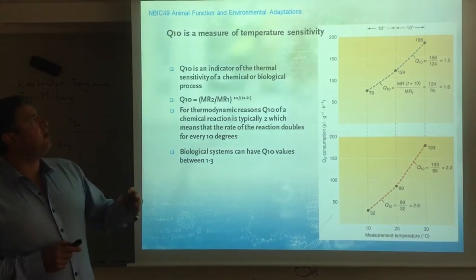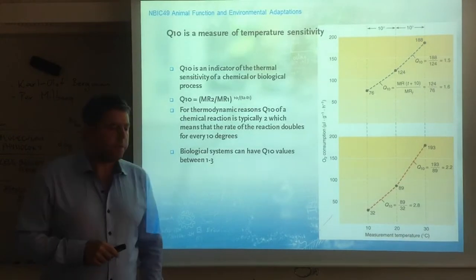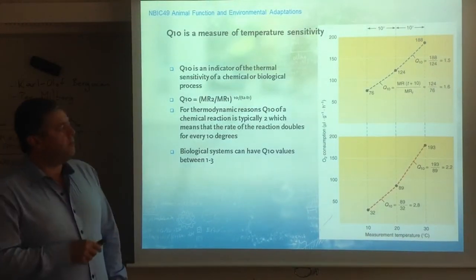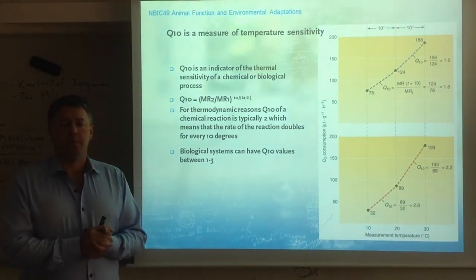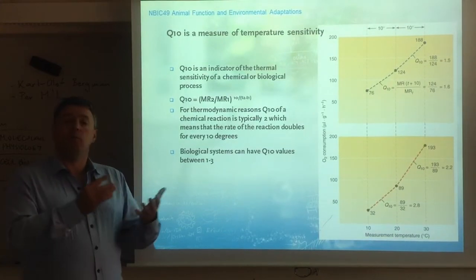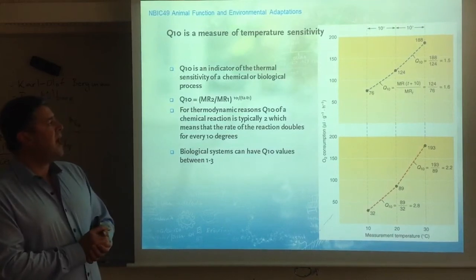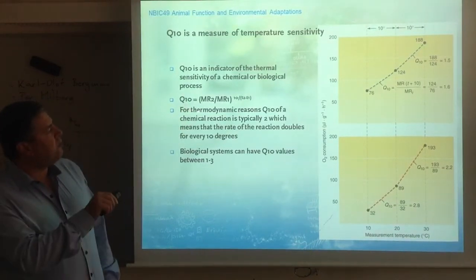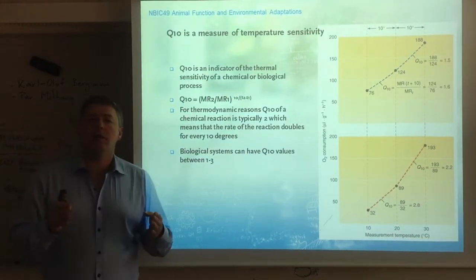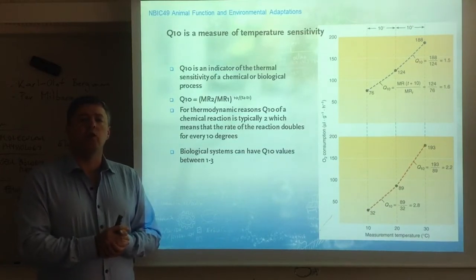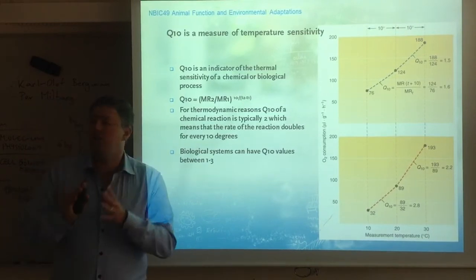The first and oldest concept is the concept of Q10, or the temperature sensitivity. Q10 is an indicator of the thermal sensitivity of a chemical or a biological process. You could apply a Q10 concept to chemical reactions, that's not our field. We are interested in what happens in biology. Basically the Q10 is the ratio of two processes that are measured at two different temperatures.